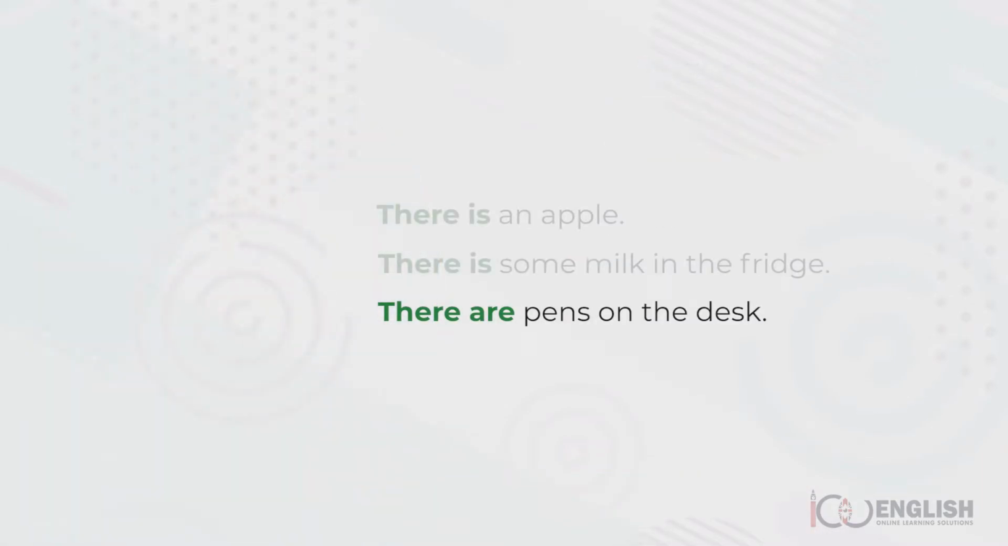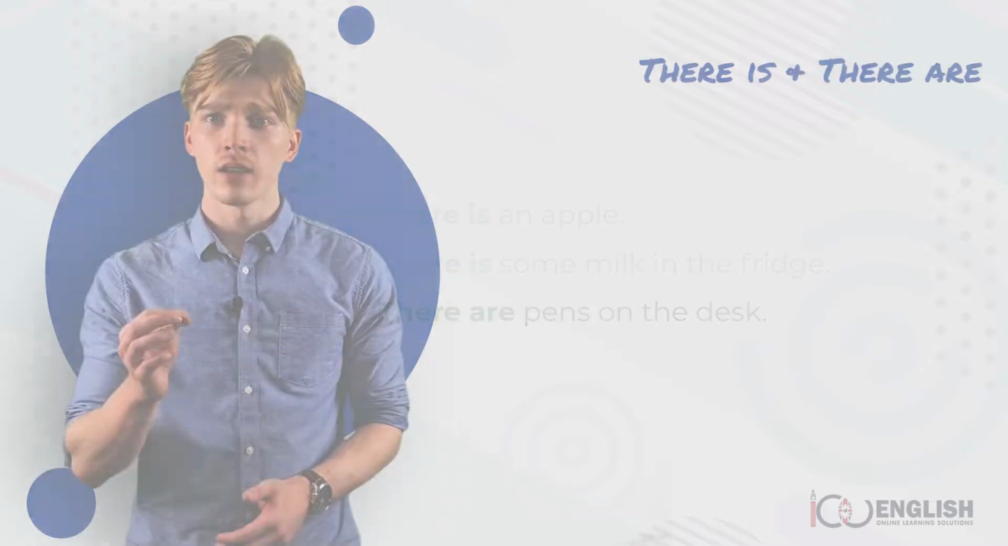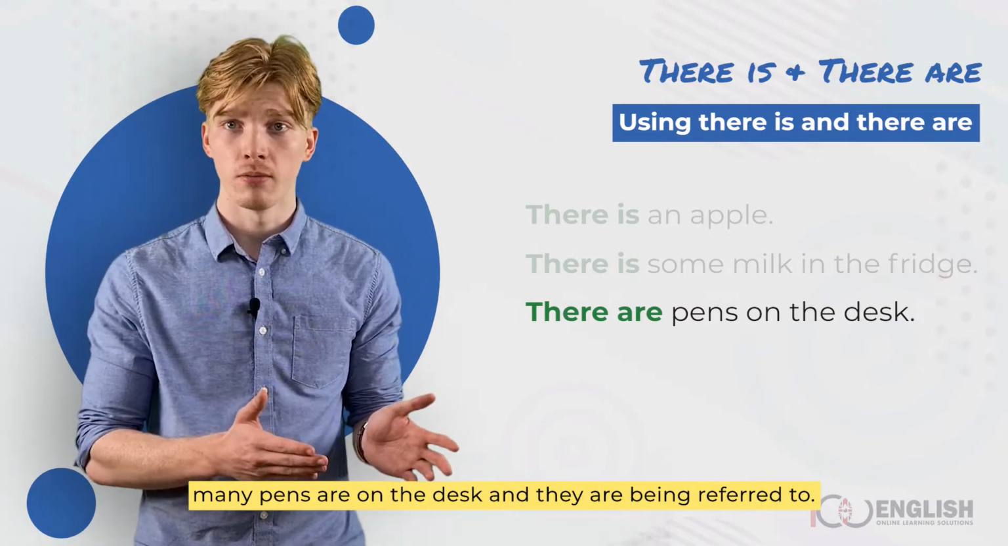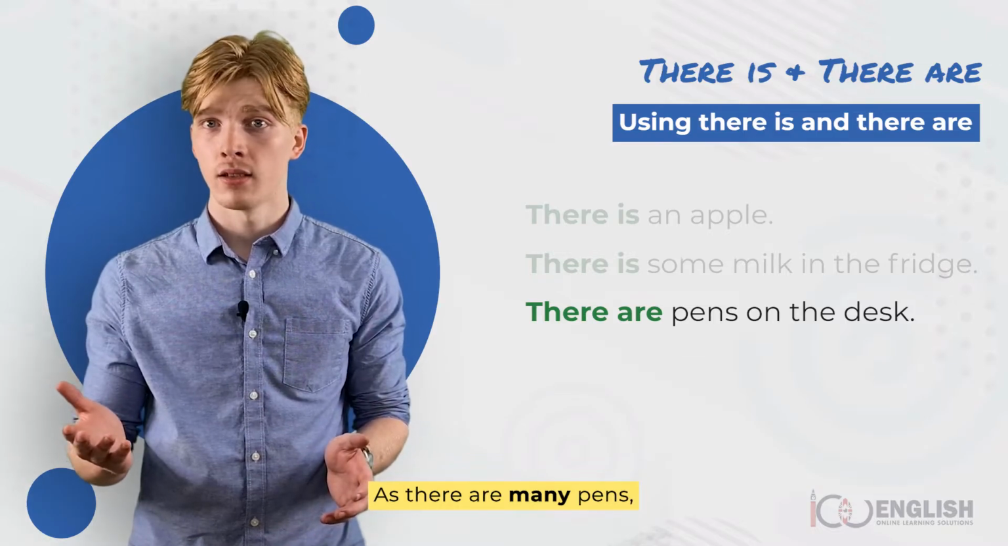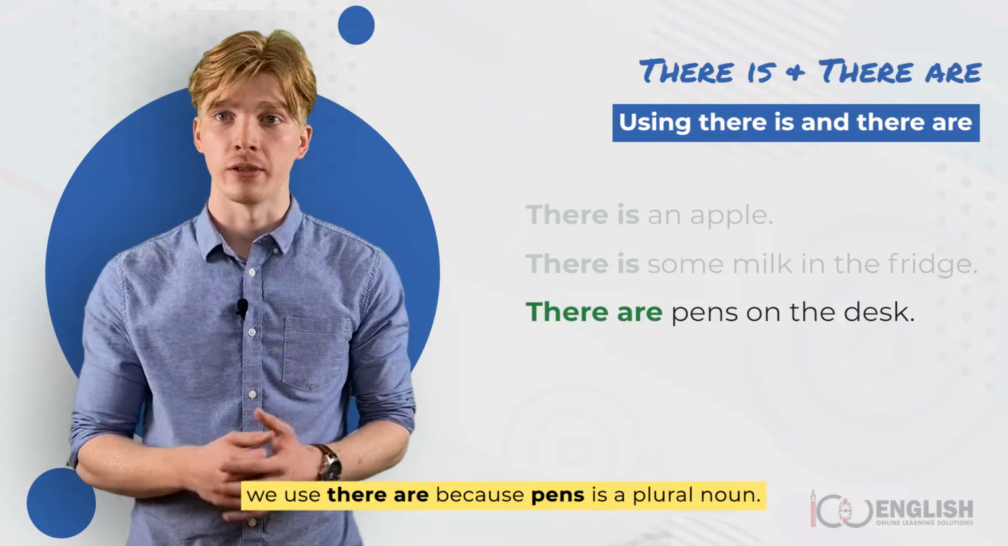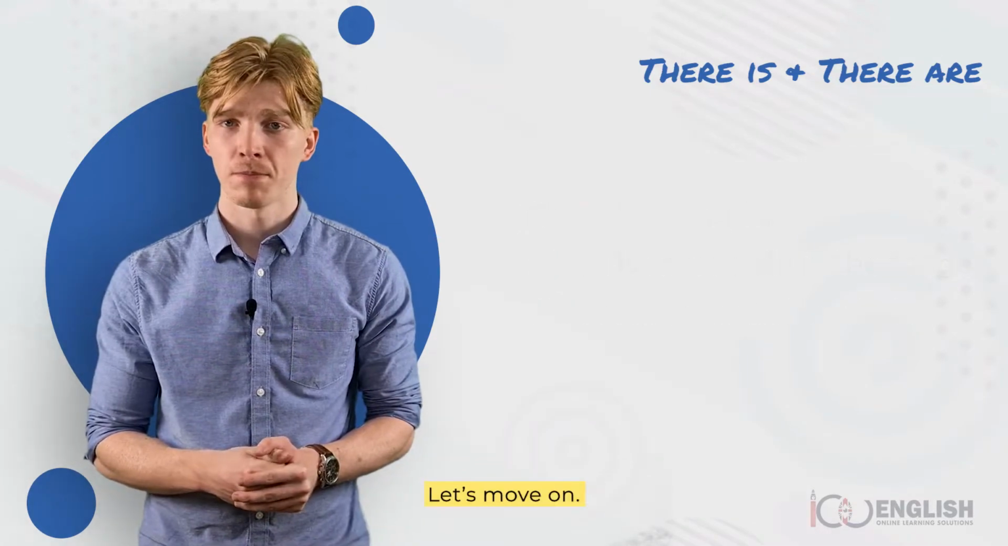There are pens on the desk. In the last example, many pens are on the desk and they are being referred to. As there are many pens, we use there are because pens is a plural noun. Let's move on.